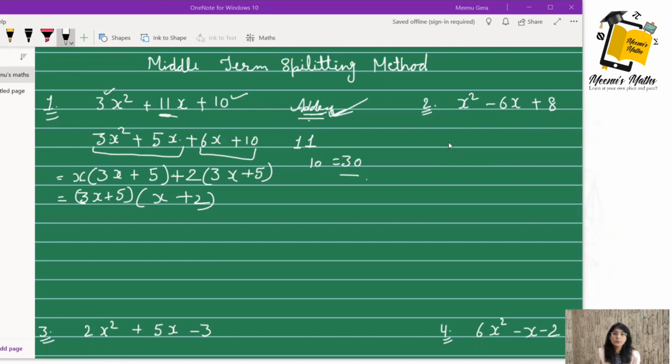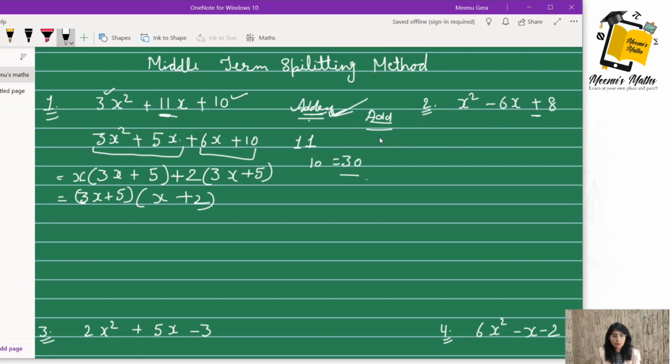Now, if I go for the second sum, what is this? x square minus 6x plus 8. Again, look at this sign first of all. This is again positive. That means it is clear that the number should be added. Addition is final. And this is negative. We will see what to do.